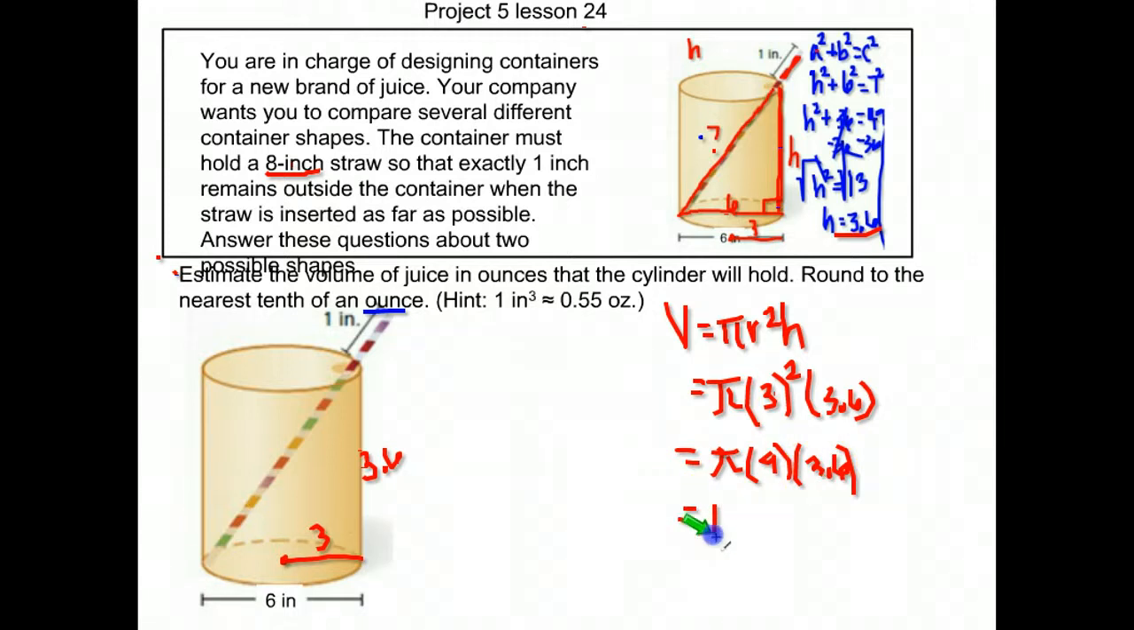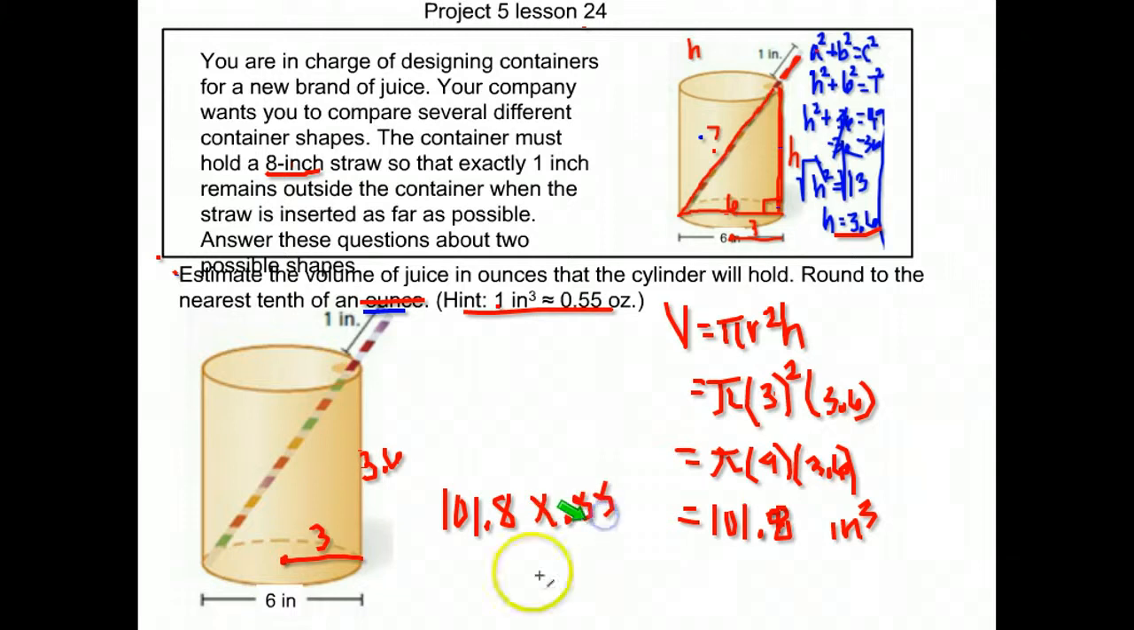Okay, when I do that, I get 101.787. So I'll just round that to 101.8. Okay, but again, that's in cubic inches. We need to do one more thing because they asked for the answer in ounces. And they did give us a hint. They said 1 cubic inch is 0.55 ounces. So what we're going to do is take our answer that was in cubic inches, 101.8, and we're going to multiply it by 0.55. And then that will give us our volume in ounces instead of cubic inches.